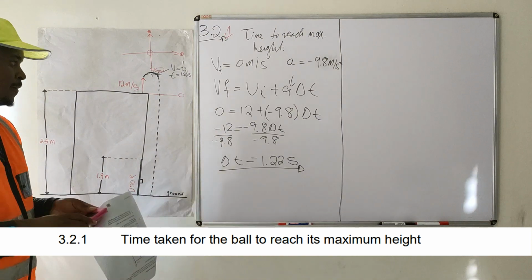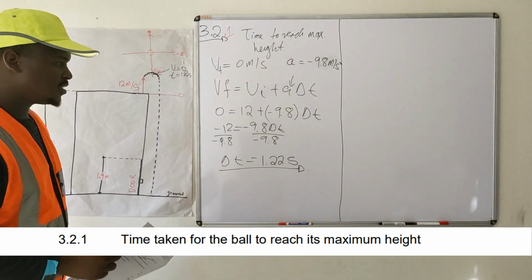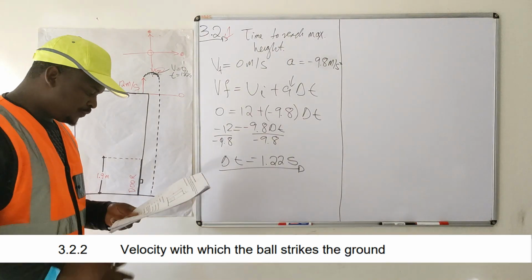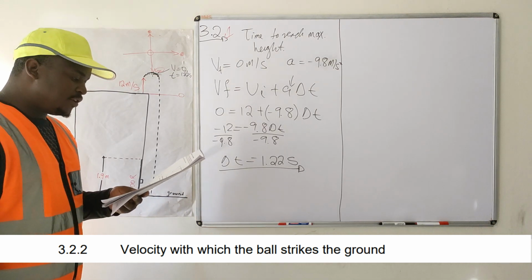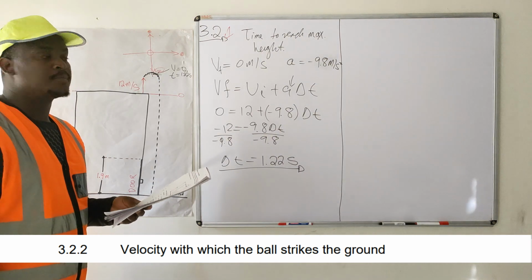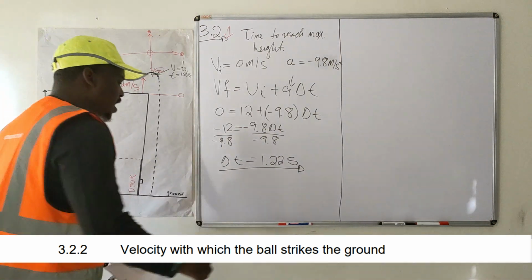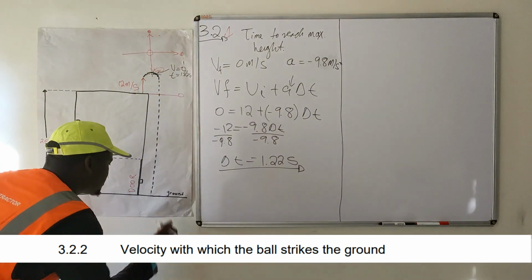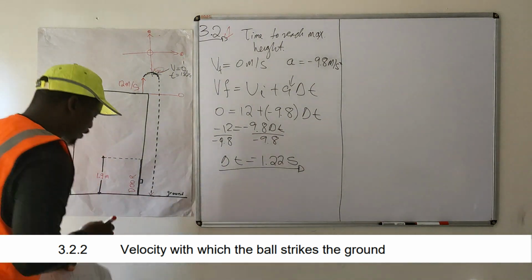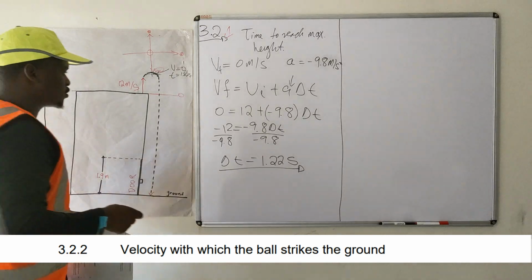We're done with this one. Then we can go to the next question. What does the next question say? Calculate the velocity with which the ball strikes the ground. So they want us to find the velocity with which our ball will strike the ground. So they want us to find the velocity at this point here. That is what they want us to do. So what do we know?